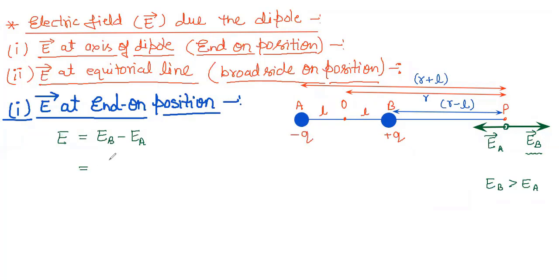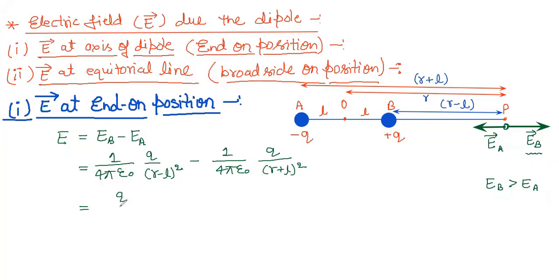Now, calculate the EB. EB will be 1 upon 4 pi epsilon naught Q upon, what is the distance from B to P? It is R minus L, R minus L square. Minus, calculate EA, 1 upon 4 pi epsilon naught Q upon, distance is R plus L square.